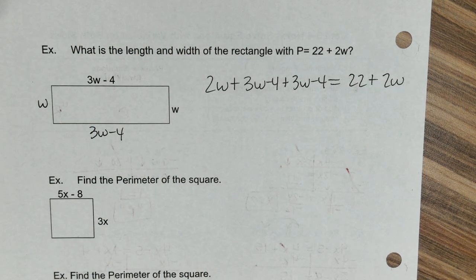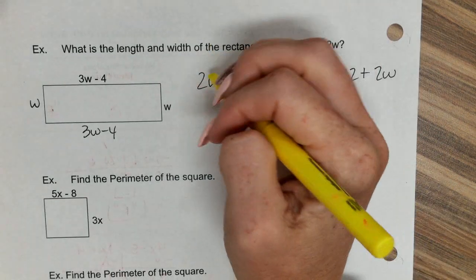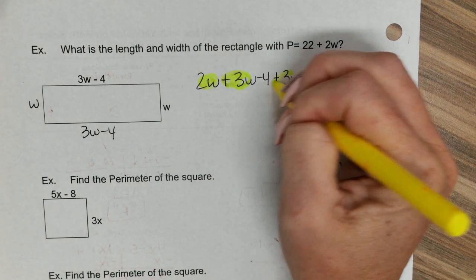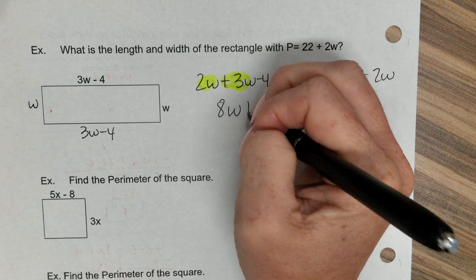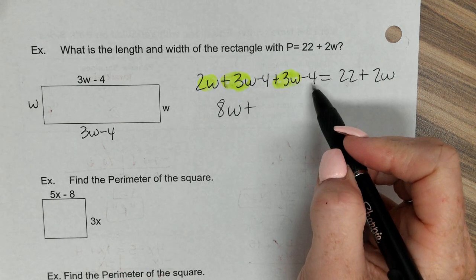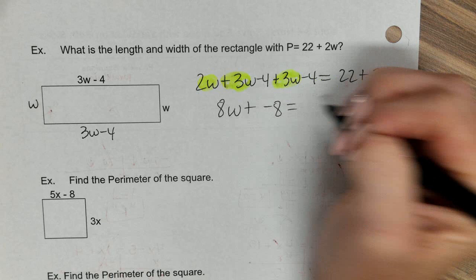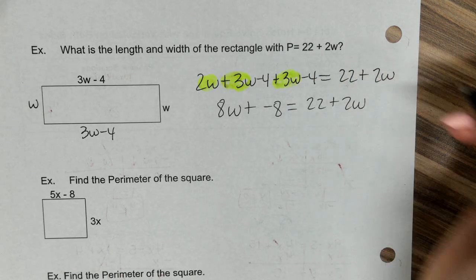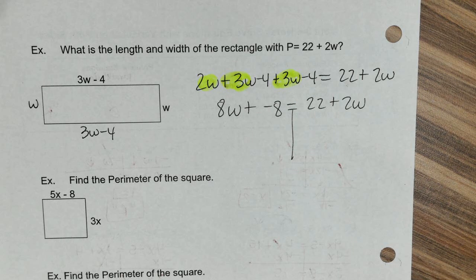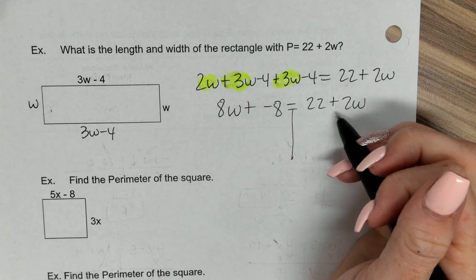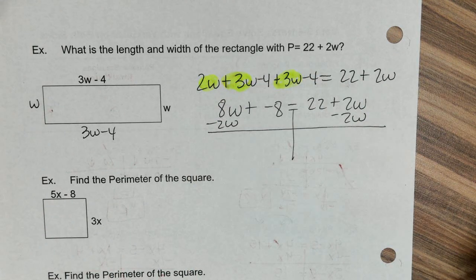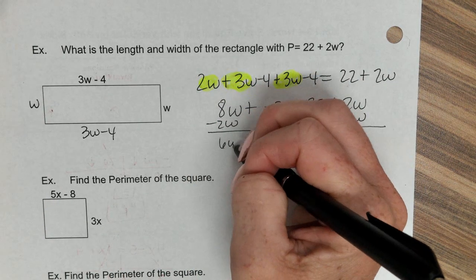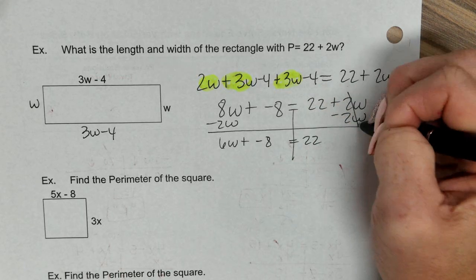Combine like terms. So 2w plus 3w plus 3w is what? 8w. Plus negative 4 plus negative 4 is negative 8 equals 22 plus 2w. What is my next step? Get the variables to one side. I'm going to pull it to the left. So how do I get rid of a plus 2w? Minus 2w. 8w minus 2w is 6w plus negative 8 equals 22, and that's zeroed out.